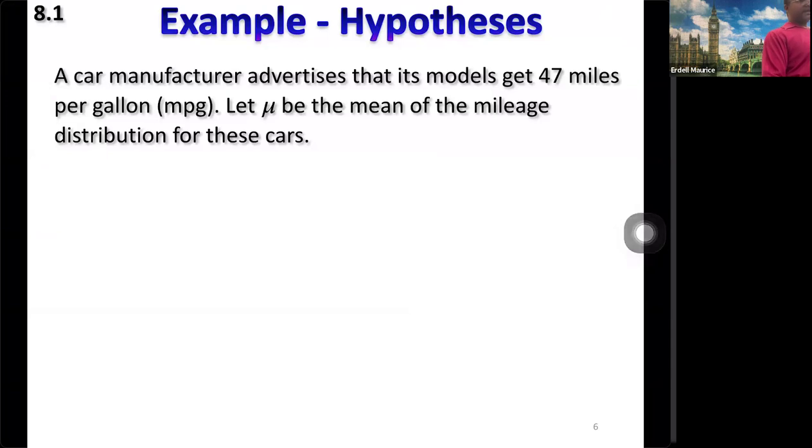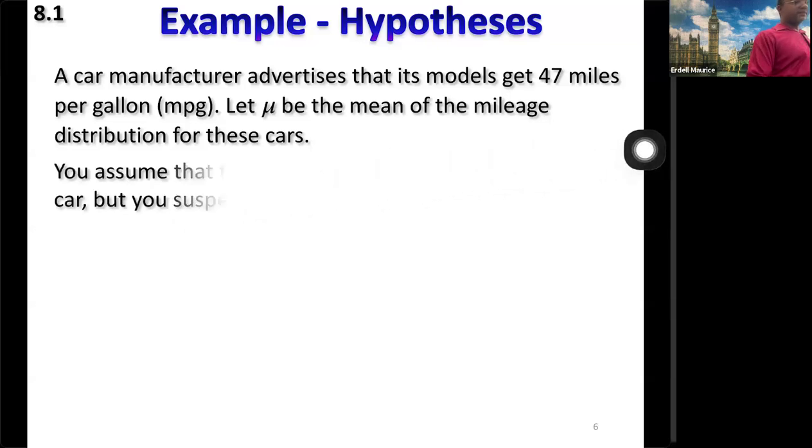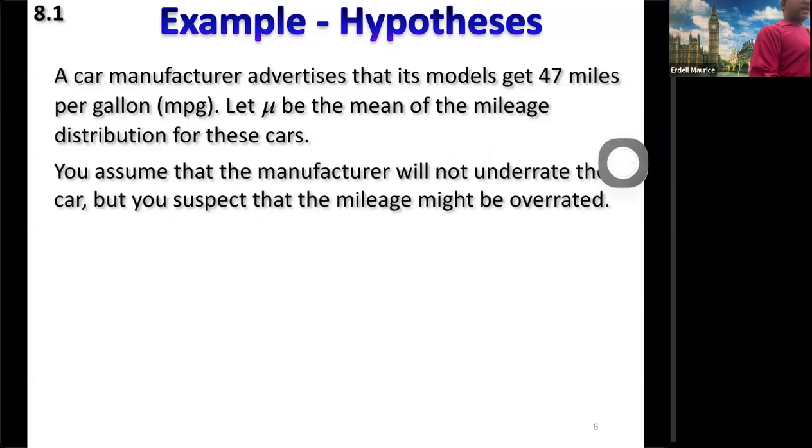All right, so let's look at some examples of generating null and alternate hypotheses right here. A car manufacturer advertises that its model gets 47 miles per gallon. Let mu be the average of the mileage distribution for these cars. You assume that the manufacturer will not underestimate the car, but you suspect that the mileage might be overrated.